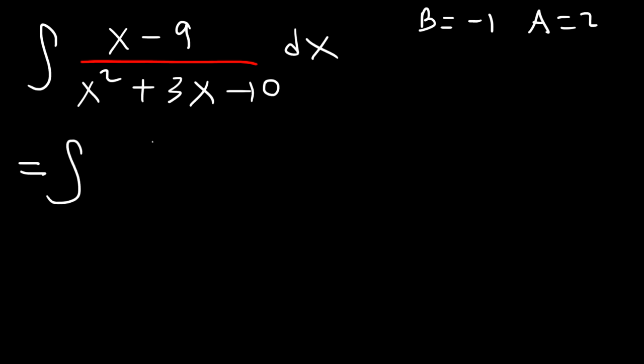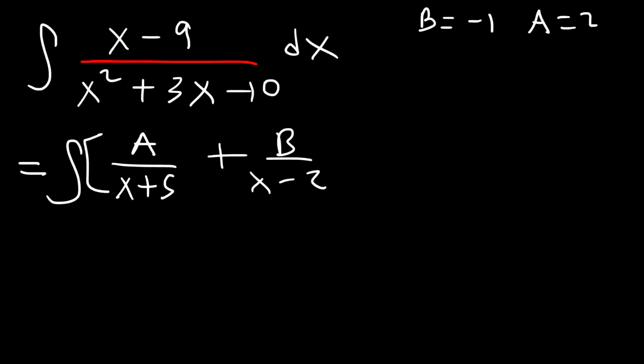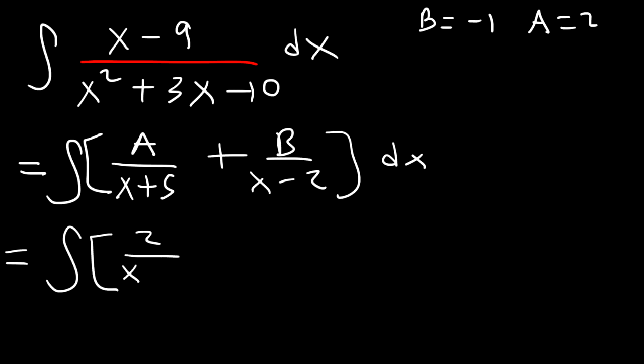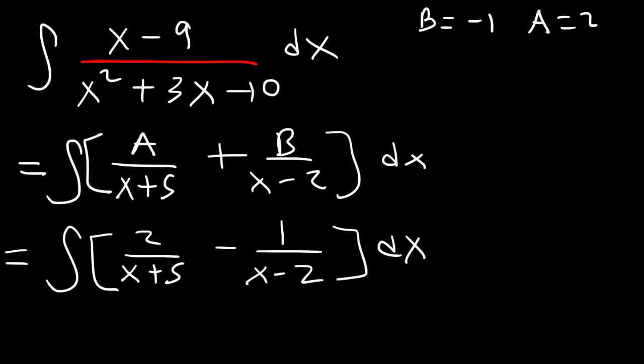The expression that we had before was a over x plus 5 plus b over x minus 2. So now we can replace a with 2, and we can replace b with negative 1. Now what is the antiderivative of 2 divided by x plus 5?